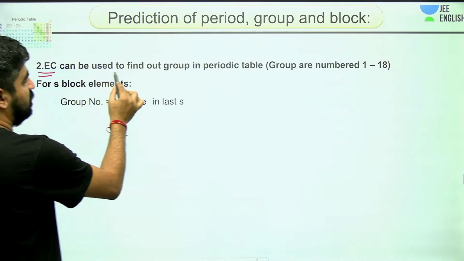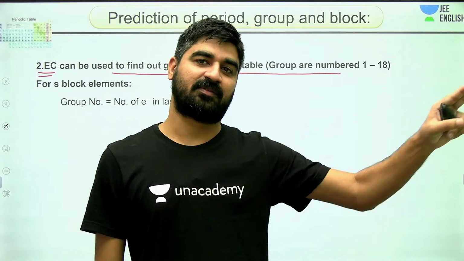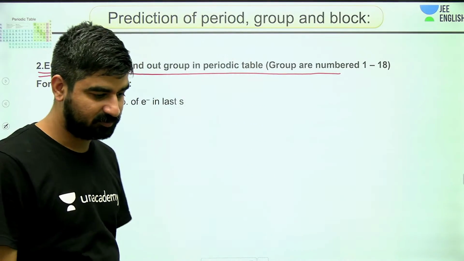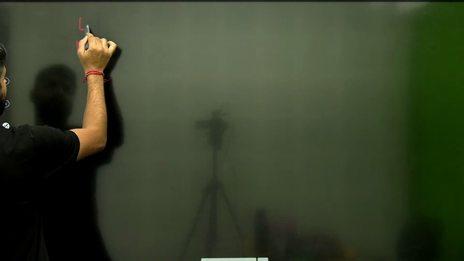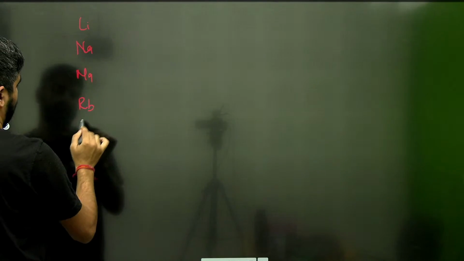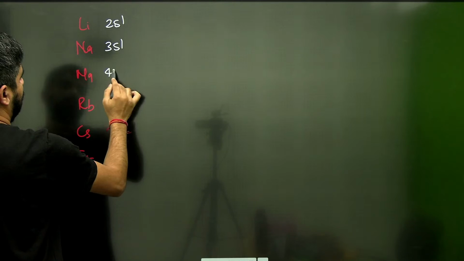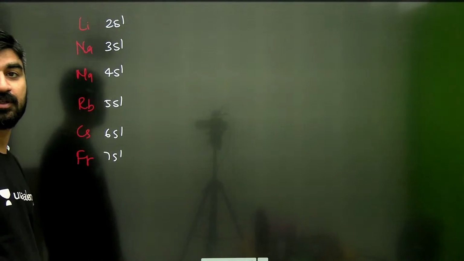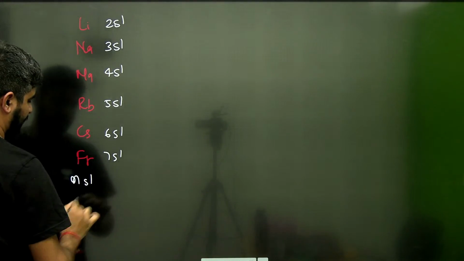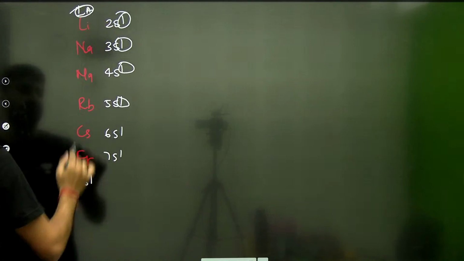Electronic configuration can be used to find out the group number, and you have to number the groups like 1, 2, 3, 4, 5, 6 up to 18. So how will you do it? So suppose I'm writing 2s1, 4s1, 7s1. Got it? So in general I'm writing ns1. So it is 1. So I will call it 1A or group number 1.